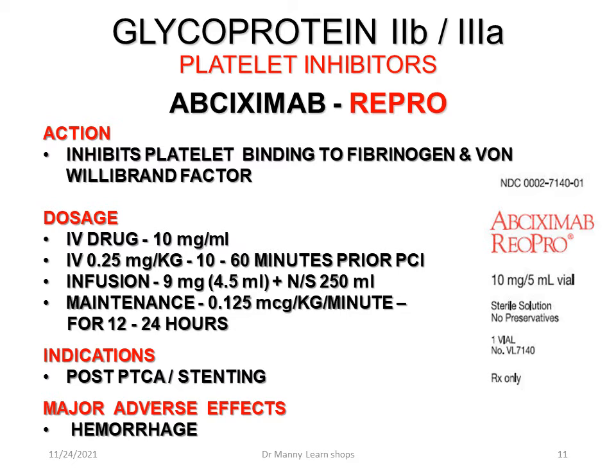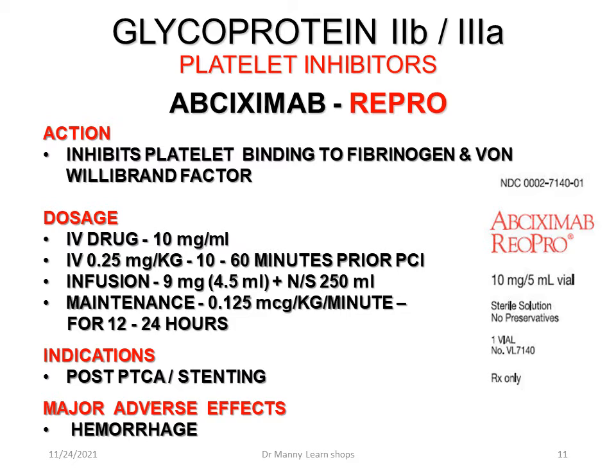Then you have glycoprotein 2B3A platelet inhibitors. And I can never pronounce the ABC iximab, I'll just call it repro. The action is to inhibit platelet binding to fibrinogen and von Willebrand factor.